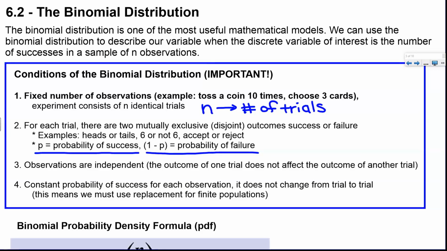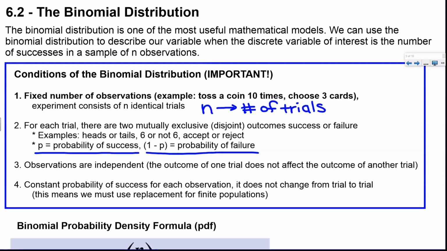Okay, so those first two are kind of the main ones. The next ones usually are going to be true, but you always just want to double check and make sure that is the case. Number 3, your observations are independent, so they're not linked in some way. So like it says for 4, we will want to use replacement when we're doing the binomial, at least for small enough populations. And then constant probability of success for each observation. It doesn't change from trial to trial.